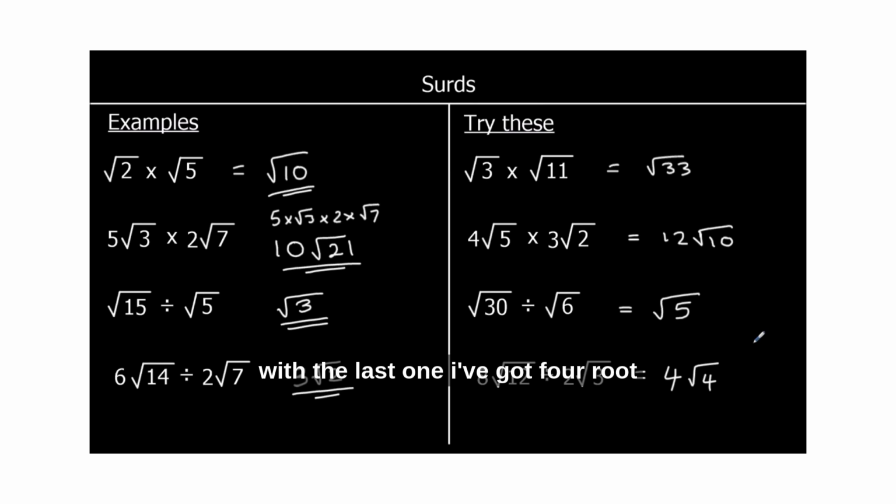Now with the last one, I've got 4 root 4. This square root 4 here can actually be simplified because square root 4 is 2. So this is equal to 4 times 2, which is 8.